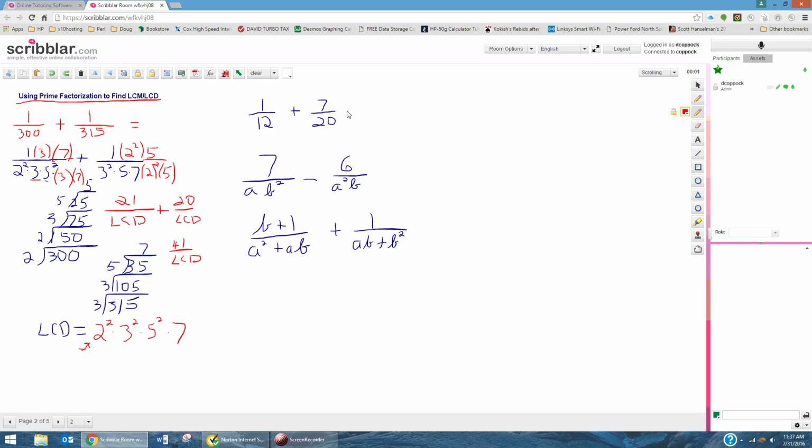But now let's see how that strategy that we just detailed here can be used to add 1/12 plus 7/20. Again, it's not so obvious what the LCD is, but if I write 12 in factored form, that's 2 squared times 3, and 20, well, what is 20? Well, I'll do it down here real quick. 2 into 10, 20 goes 10 times. It's 2 squared times 5.